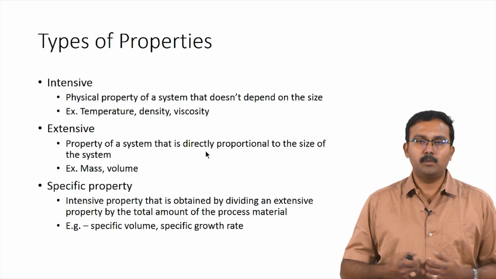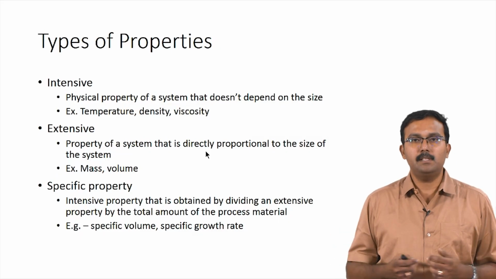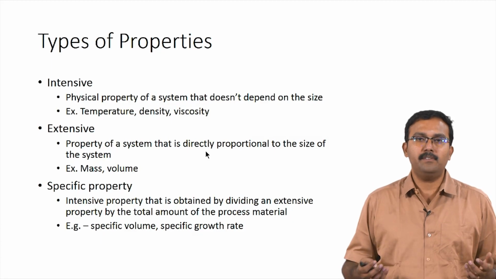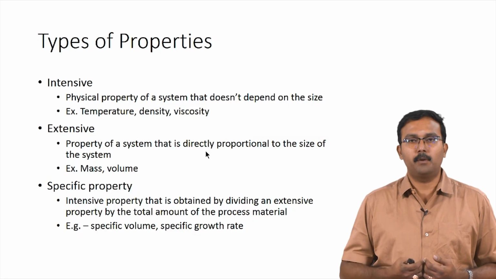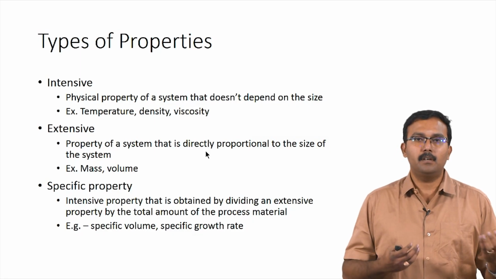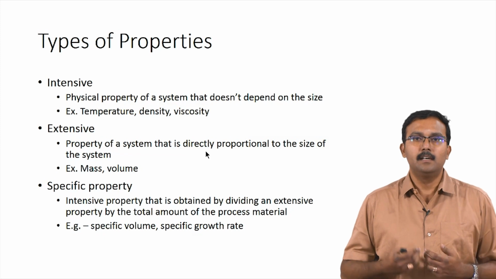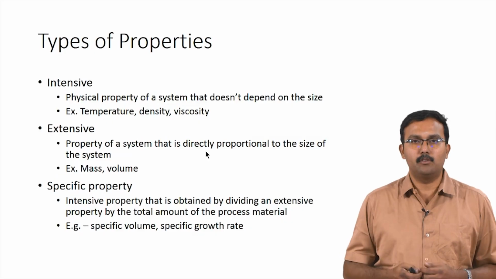Specific volume is also the same. Volume, which is an extensive property, depends on the size of the system. When you divide this volume by the mass, then you get specific volume, which is a specific property, that is, an intensive property. So, specific volume is actually the inverse of density. As density is an intensive property, you would have specific volume also being an intensive property.